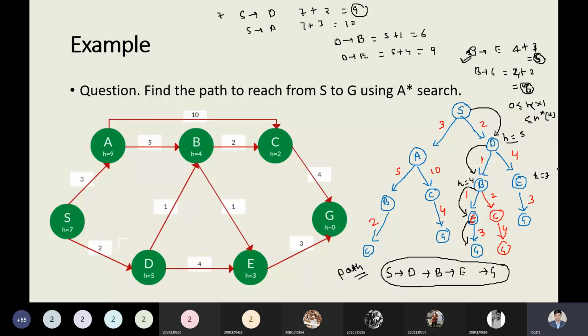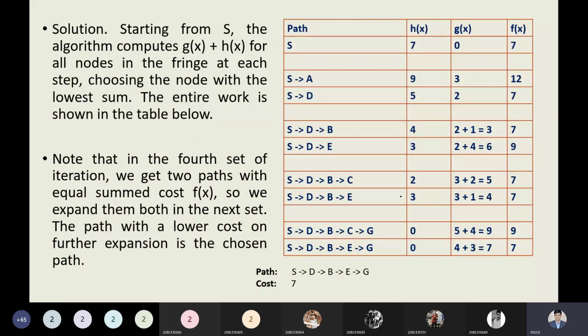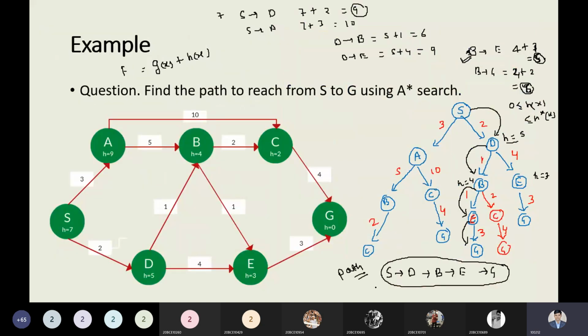Yes, sir. So what is the thing we are getting? We are using g(x) plus h(x) to get our final value. The same things we have done here with the solution. I have the solution here. So the cost will be 7 over here. So how can we find the cost?